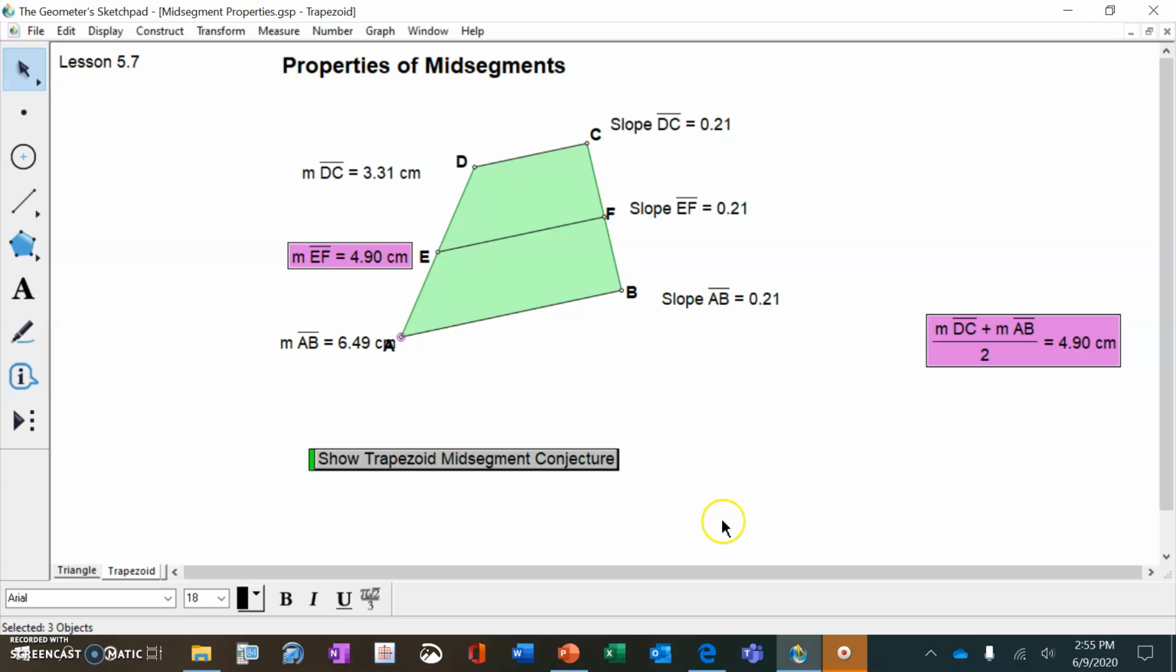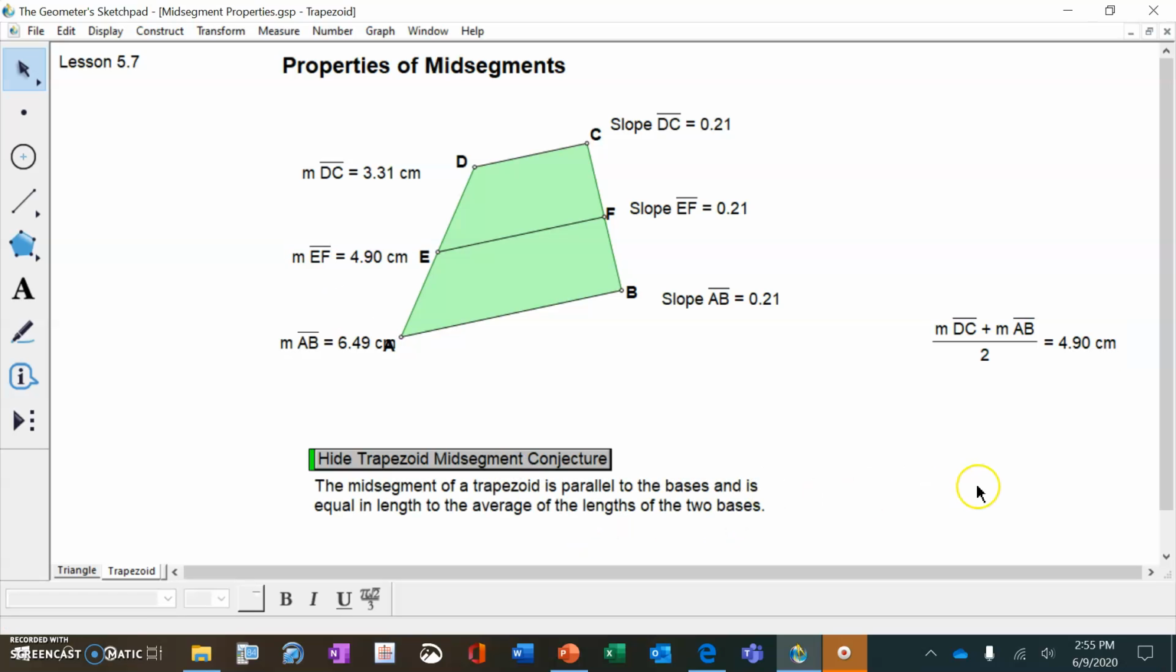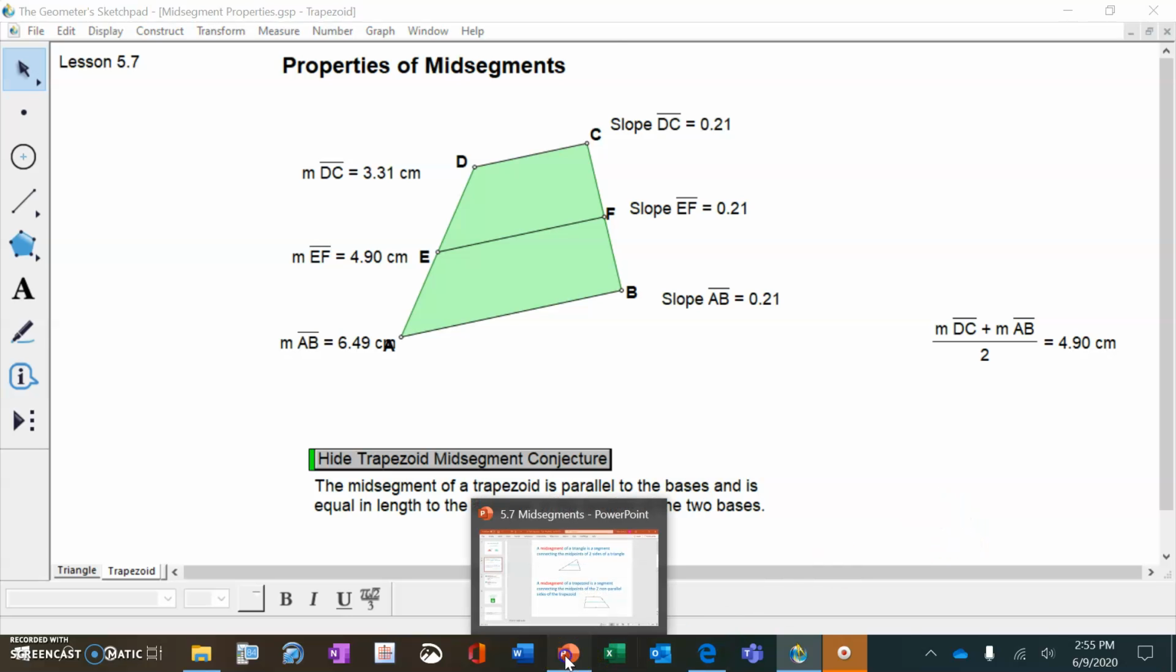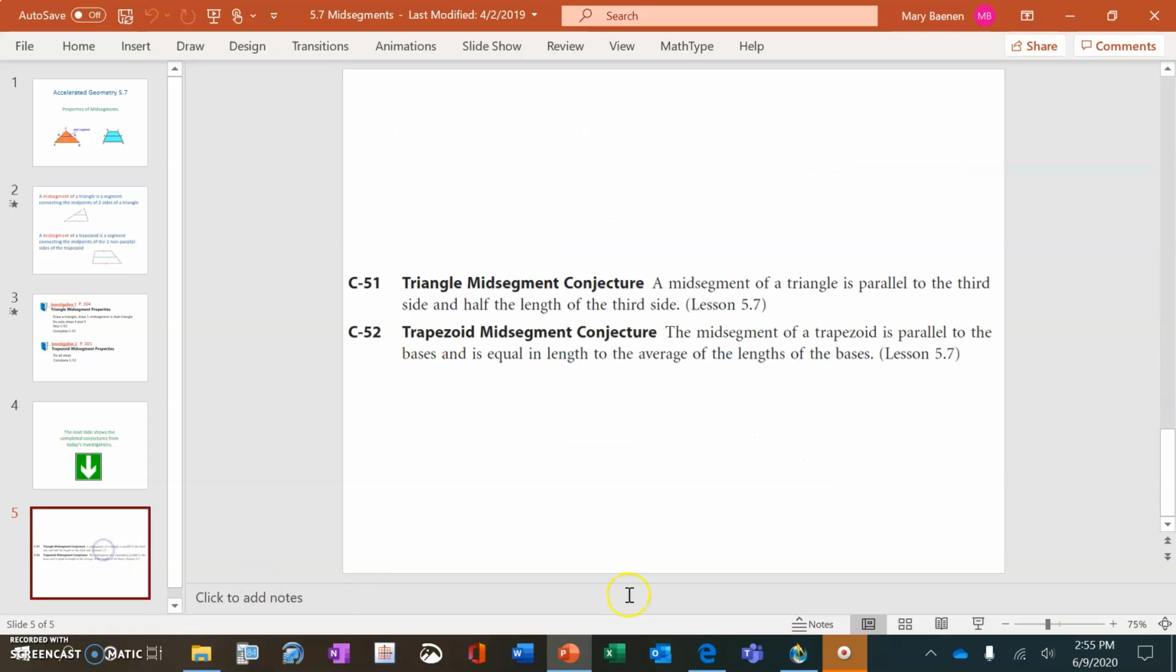So the midsegment conjecture for a trapezoid says the midsegment of a trapezoid is parallel to the bases and is equal in length to the average of the lengths of the two bases. So that is conjecture number 52. These conjectures are also written out in your class notes on the last page. So here is conjecture 51, and there is conjecture 52. Be sure that when you add these onto your conjecture list, that you also do a meaningful sketch next to each one so that you can study from it and know what it is saying.